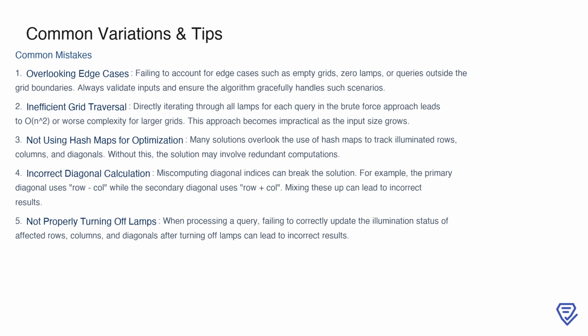Additionally, be mindful of diagonal calculations. Remember, the primary diagonal is represented by row minus col, while the secondary diagonal uses row plus col. Mixing these up can lead to incorrect results. Finally, when turning off lamps after a query, make sure to properly update the illumination status for affected rows, columns, and diagonals. If this step is missed or done incorrectly, your solution will produce errors.